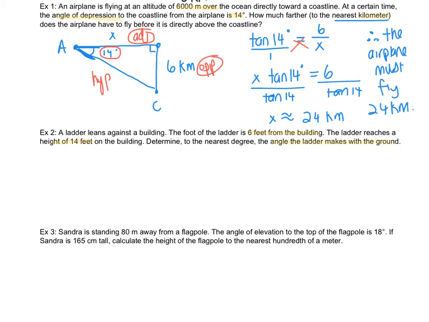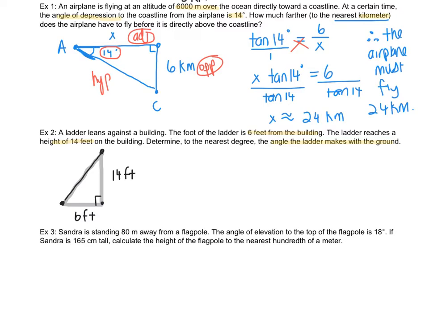All right, so in our diagram, I have a building, and I have the ground, and I have a ladder. So this is our right triangle here. The foot of the ladder is 6 feet from the building. So this is the base of the ladder, and here's the building. So this would be 6 feet. And the ladder reaches a height of 14 feet on the building. So if this is my ladder here, it hits the building here. So this must be 14 feet.